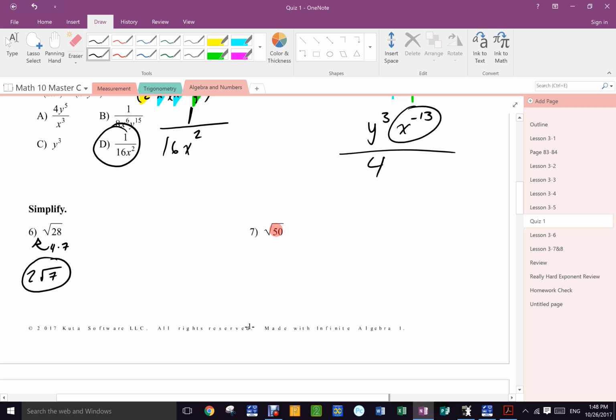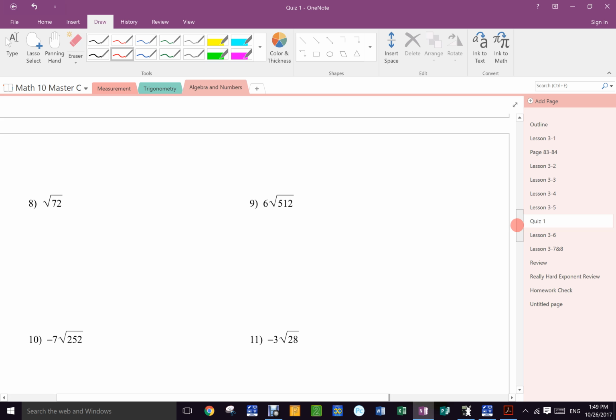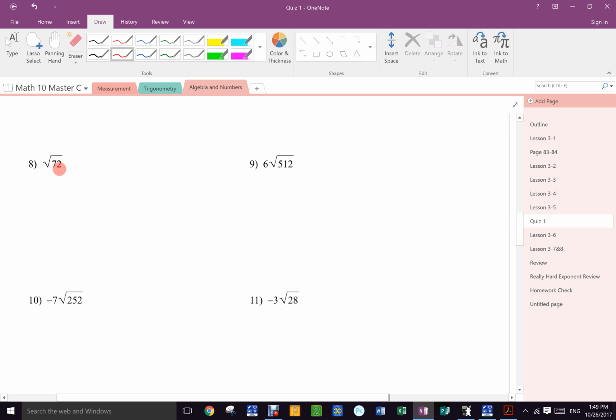What's 50 really? You could use 10 and 5, but then you would keep breaking 10 down, right? To get 2 and 5. What do you see right there? Group of 2. So what comes out? 5. What stayed under there? 2. Could you also have done this as the root of 25 times 2? 25's root is what? 5. So out came a 5 and we left a 2, right?